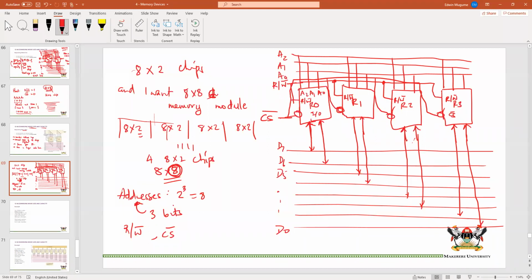Is there a point where the chips might need to be selected at different times? Yes, Derek, and we are going to see that in a moment. But when we are expanding the word size, we need all of them at the same time because we need to read or write into them. We need to read from them at the same time so that our word can be larger.